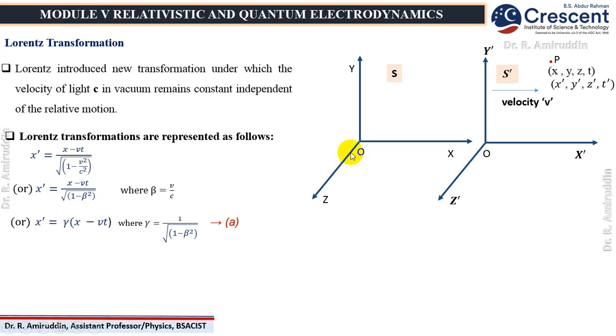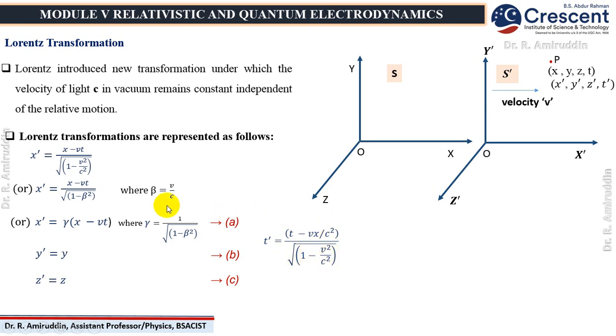Since the system moves along the x-axis, the y-axis and z-axis remain unaltered. Hence, y prime is equal to y, z prime is equal to z. On the other hand, the time coordinate t prime will be given as t minus vx by c square divided by root of 1 minus v square by c square.